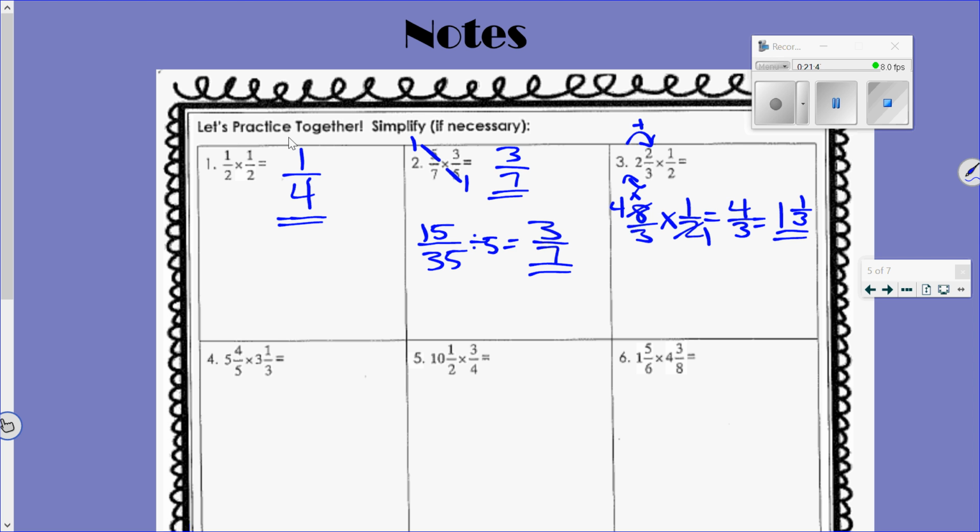So for those of you who don't like to reduce, let's look at it. I would have done 8 times 1 is 8. 3 times 2 is 6. Which I can now simplify. Divide those by 2 gets me 4/3, which I now turn into a mixed number, 1 and 1/3. So either way will get you the answer.